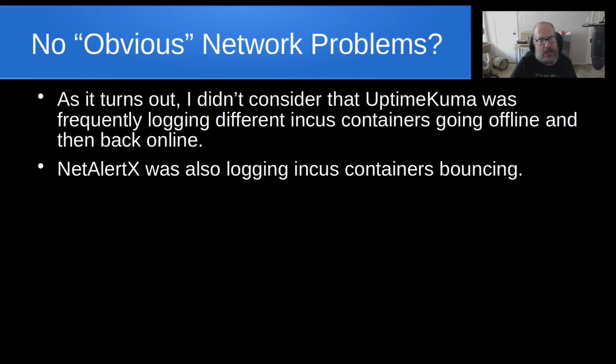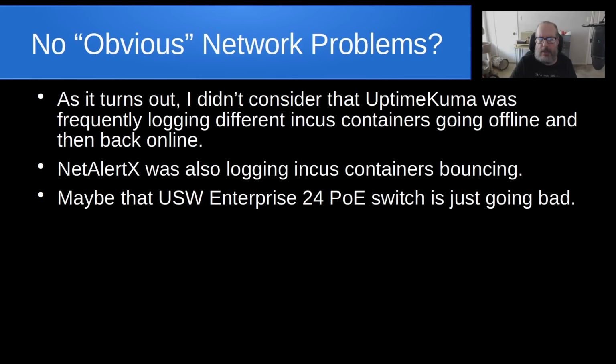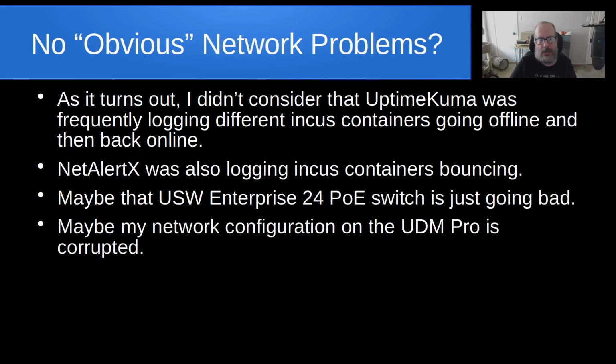I became somewhat complacent when I'd see those messages, because for the last month or two I saw things go offline and then immediately come back online, and it really didn't seem to be affecting the performance of any of my containers. So maybe the USW Enterprise 24 PoE switch is just going bad, and maybe it's doing something really bad on the network. I was kind of thinking in that direction.